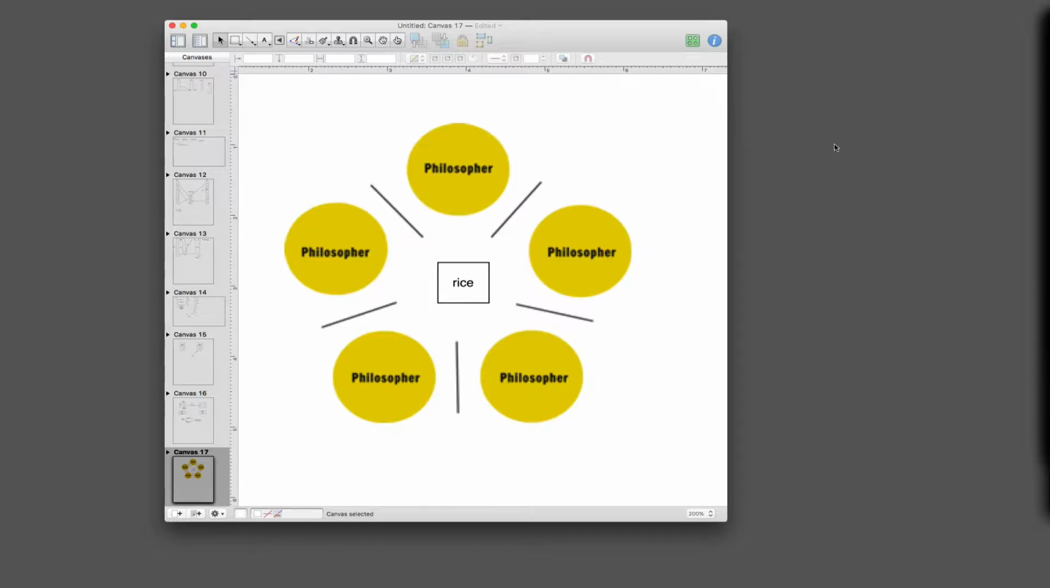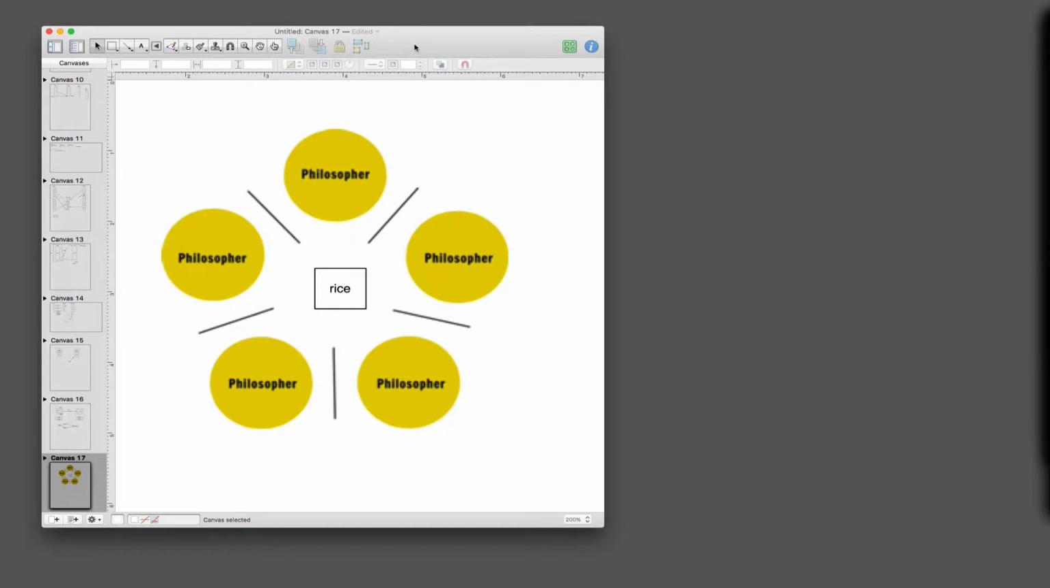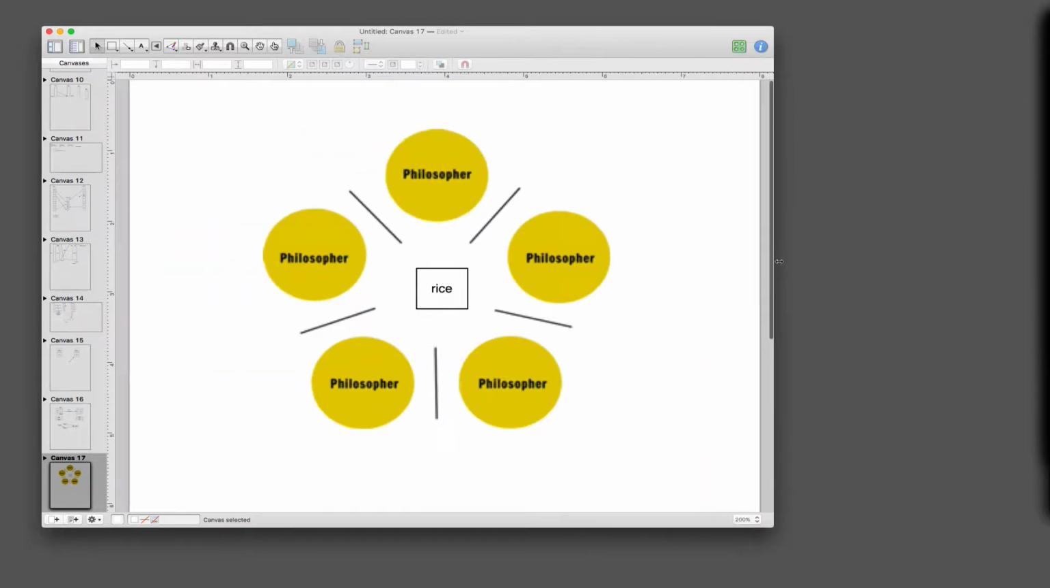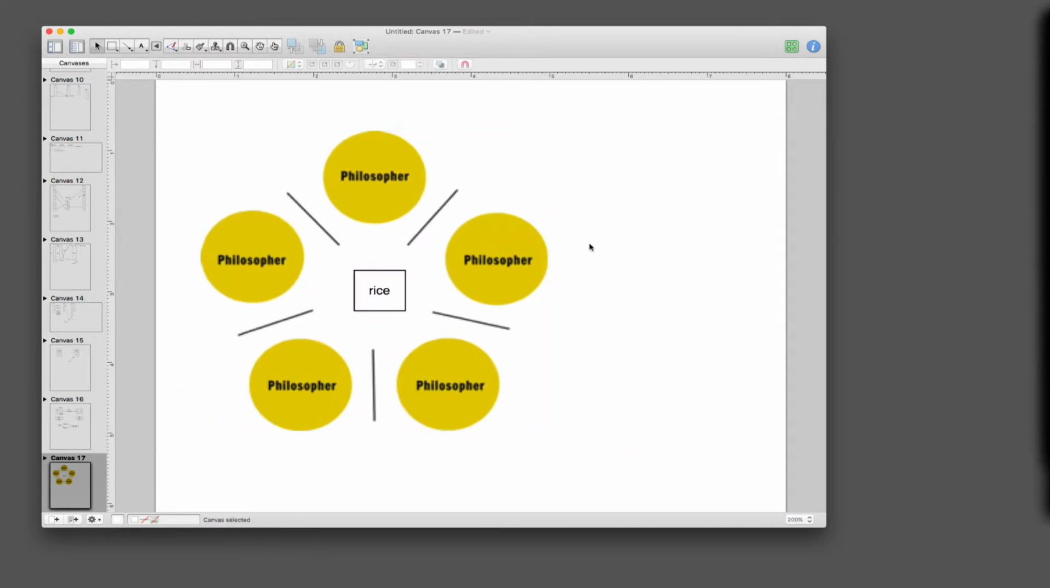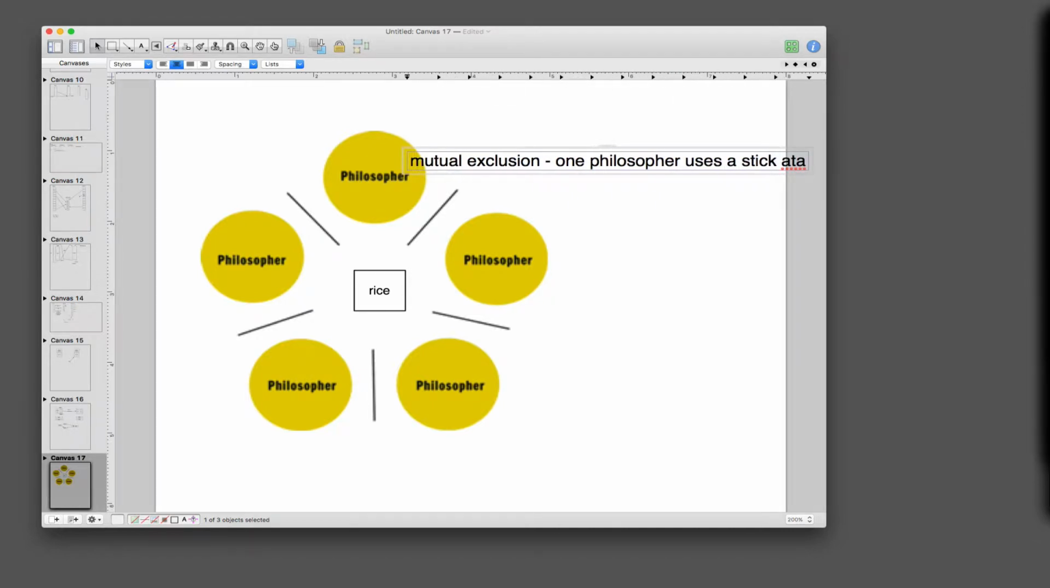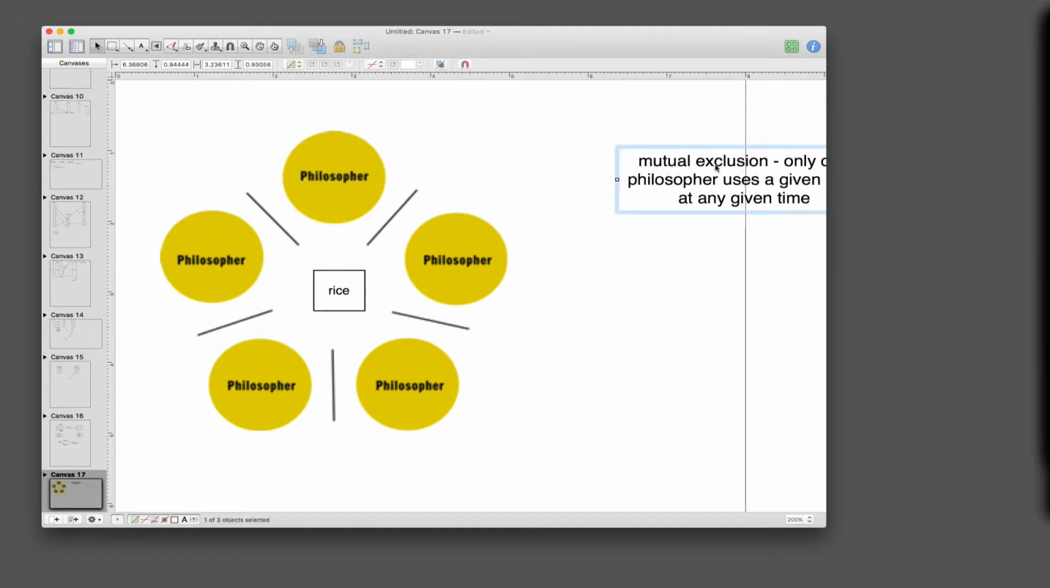So let's think about what the criteria are that make deadlock possible in this system. What is wrong with the setup that makes it even possible that these guys could starve? I think we have to start with mutual exclusion. One philosopher can use a stick at a time. Only one. Wow, it's really hard to do this in this drawing program. All right. Okay, there's the first one.